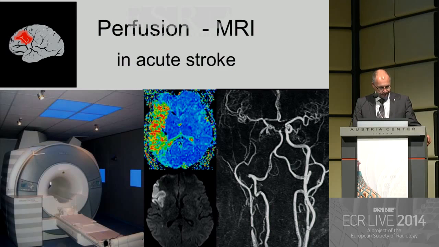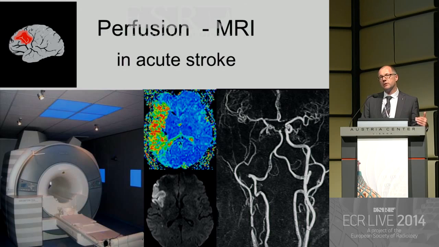In stroke, and we heard a lot about stroke in CT, there's also still a role of perfusion imaging in MRI of stroke, because we discussed the penumbra principle before. MRI is very sensitive, or most sensitive, in the detection of the infarct core, but it's often very hard to define whether the patient is a candidate for treatment or not.